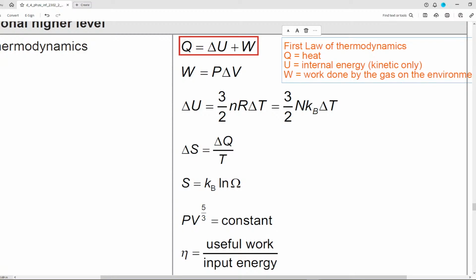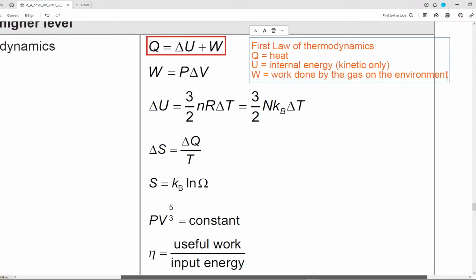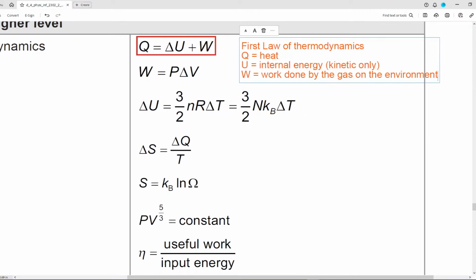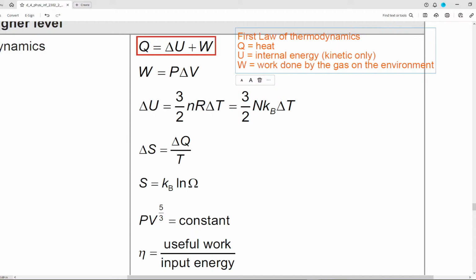Now, of course, if the gas is shrinking, it's not doing work on the environment, the environment is doing work on it. So if it's shrinking, then it's negative. If it's expanding, then it's positive. So positive expand, negative shrink. Okay, I'll put it down on another line over here. There we go.